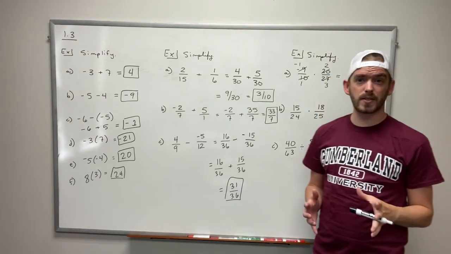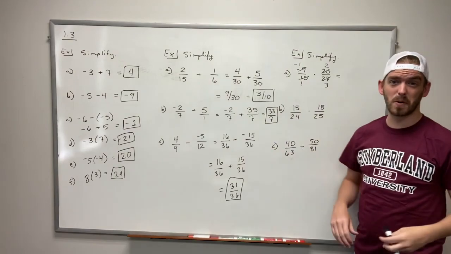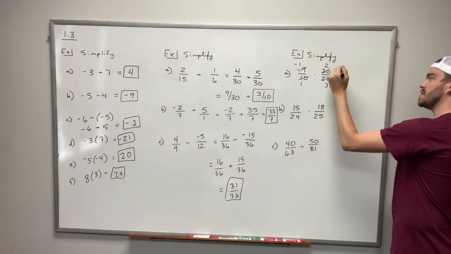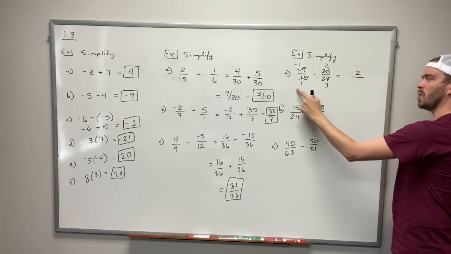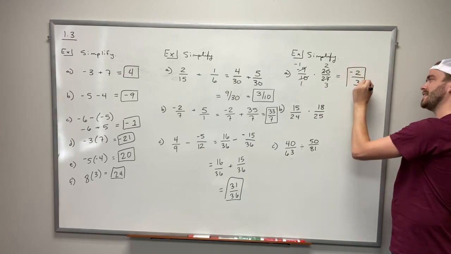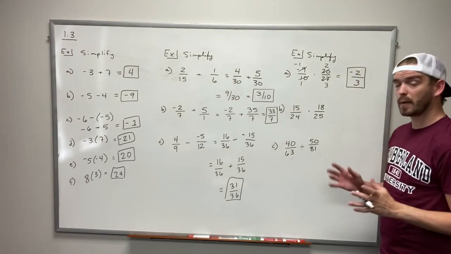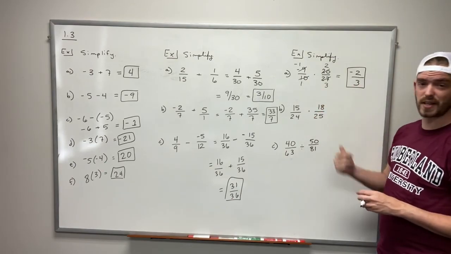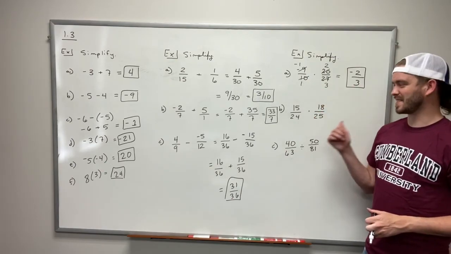Now that we've cross-canceled, these numbers are a whole lot smaller and they're going to be a whole lot easier to multiply. Negative 1 times 2 is going to give us negative 2. 1 times 3 gives us 3. And our answer is negative 2/3. Now we always want to check and see if we can reduce just in case we miss something in our cross-canceling, but in this case we're okay. Let's go to the next example.